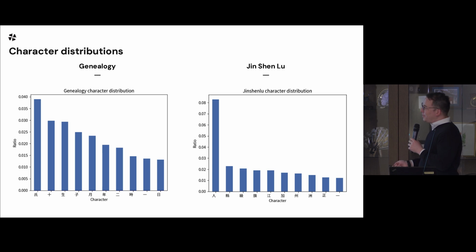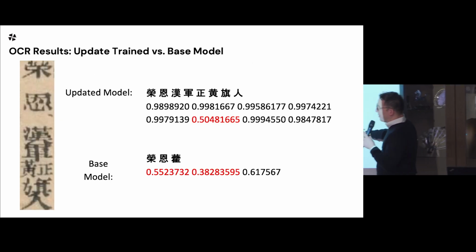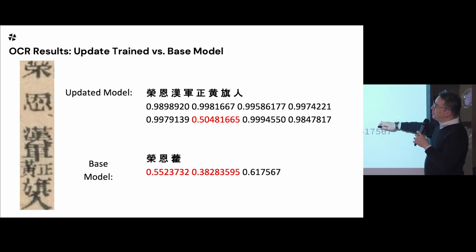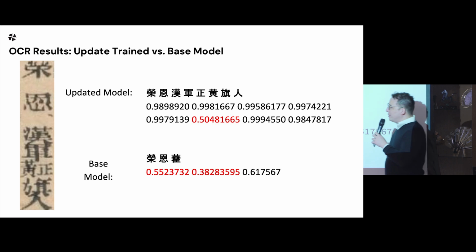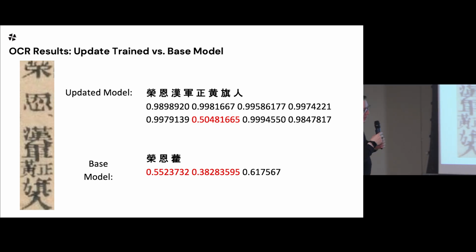So here's an example where we have a base model from genealogy, and we try to apply it to the government records. And just here, it might be kind of blurry.